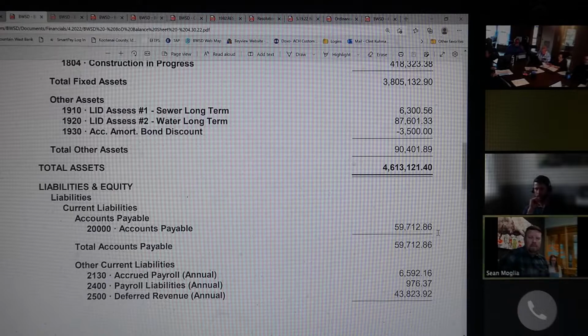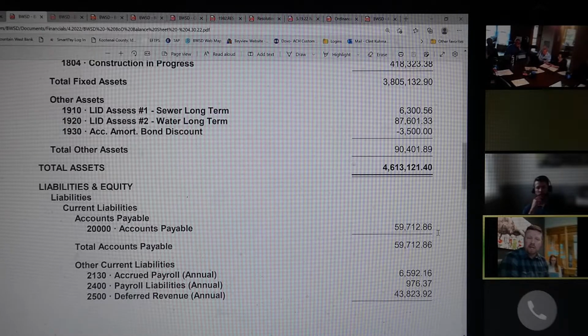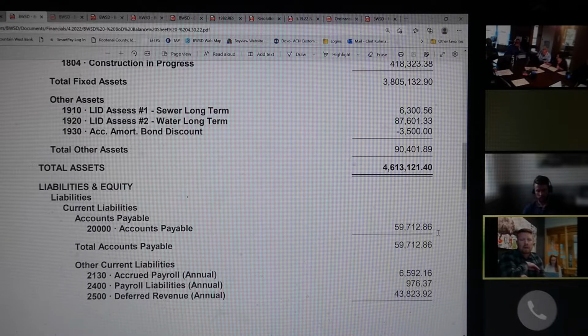Our 1910, 1920, 1930, these are, again, there's an annual posting to tie out to the audit, but essentially these are the receivables left on those two LIDs. You can see that water still has more coming in. The sewer is almost used up. We can continue to scroll down.